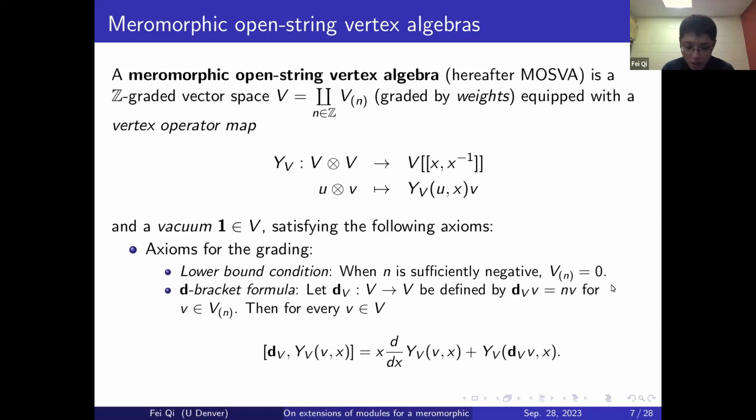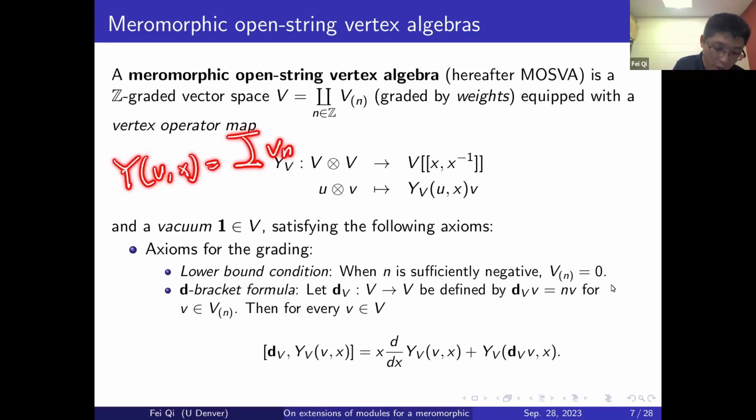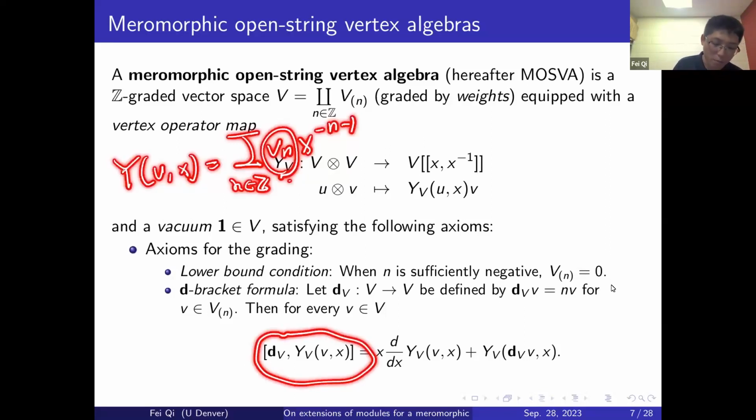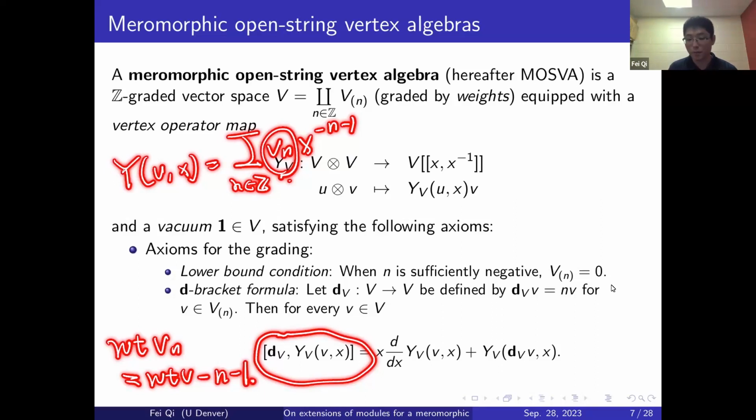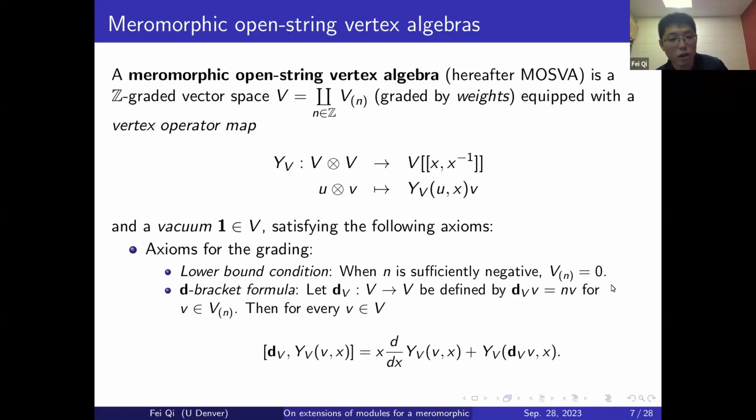This is basically the same as saying that, given a vertex operator Y of v of x, if v is homogeneous and its component is v_n, then this bracket formula simply means the weight of v_n. This is supposed to be the weight of v minus n minus 1. Basically speaking, that's the requirement. That's the equivalent formulation of this lower D bracket formula. Okay, so these are the axioms for the grading.